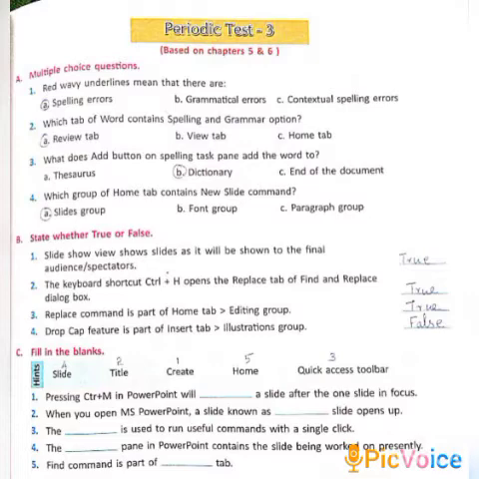Then third one, what does the add button on spelling task pane add the word to? Answer option B, dictionary. Then fourth one, which group of the home tab contains the new slide command? Answer option A, slides group. Then section B, true or false.